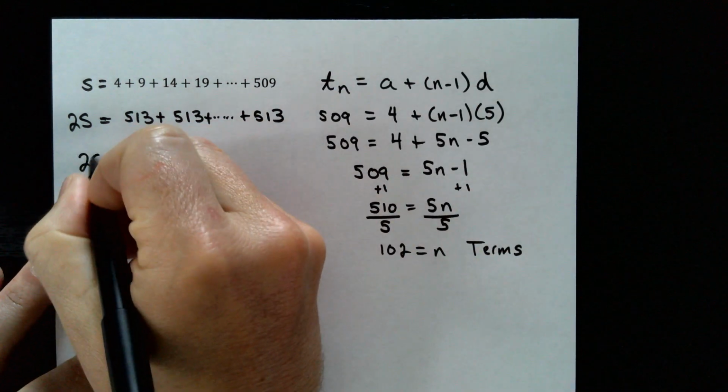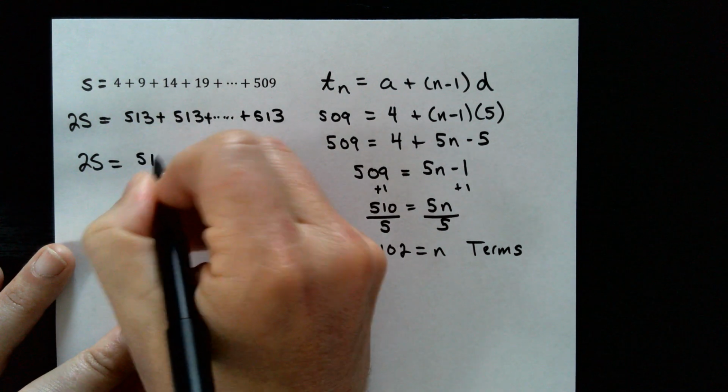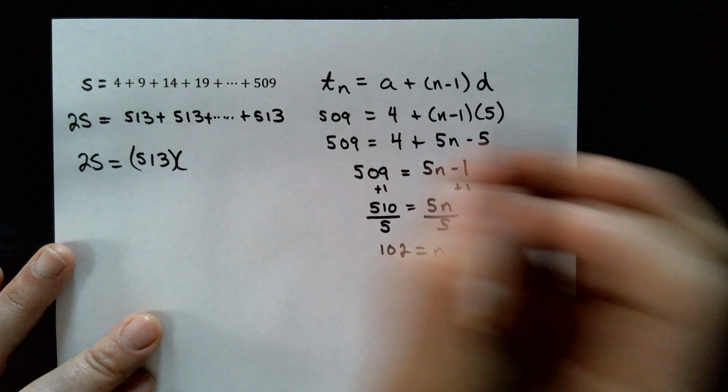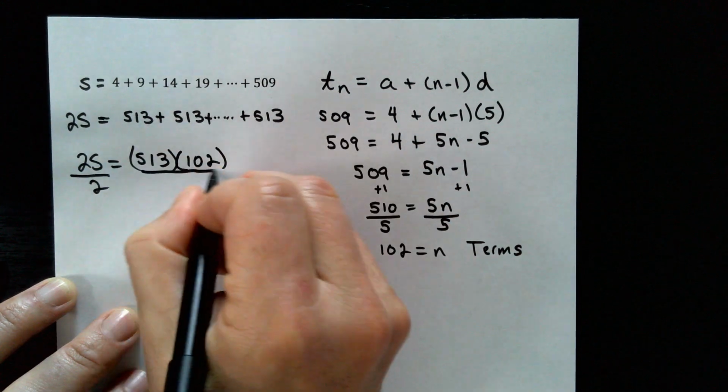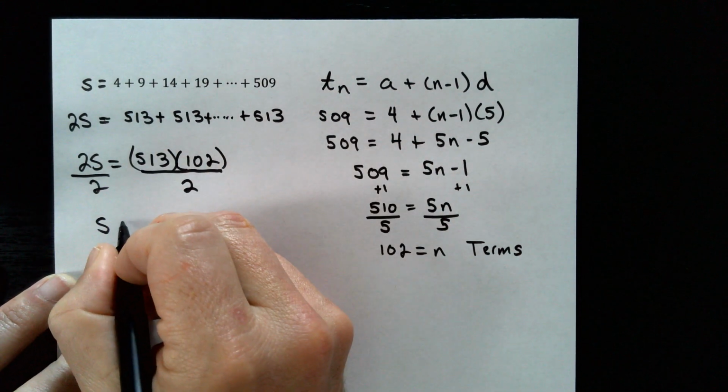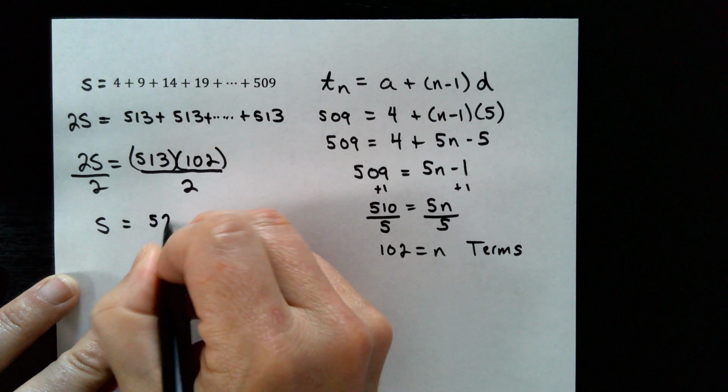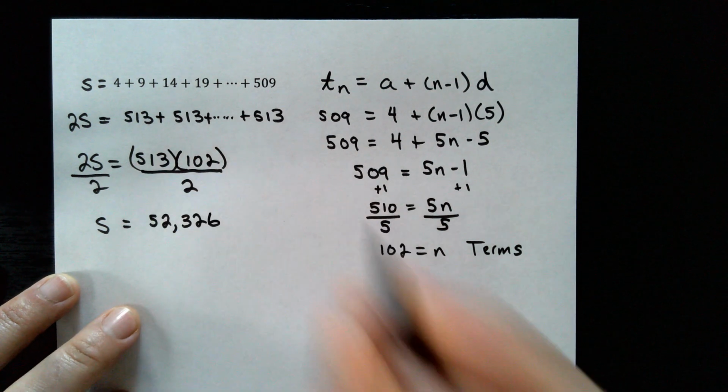So 2S is equal to 513. How many times did that happen? 102. Okay, and if I divide the 2 on both sides, I get S is equal to 52,326.